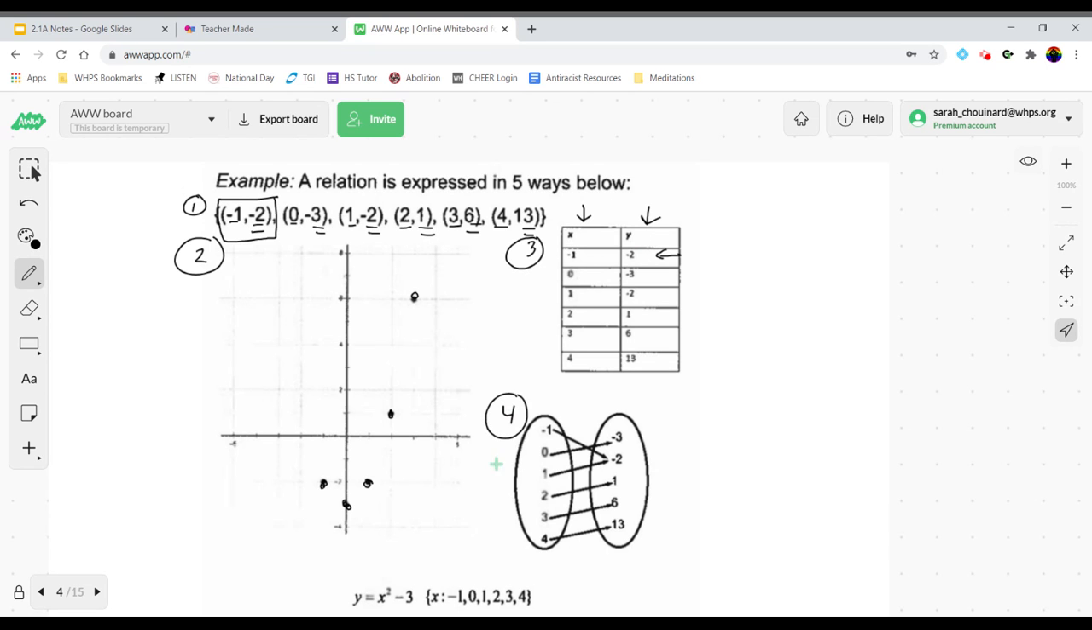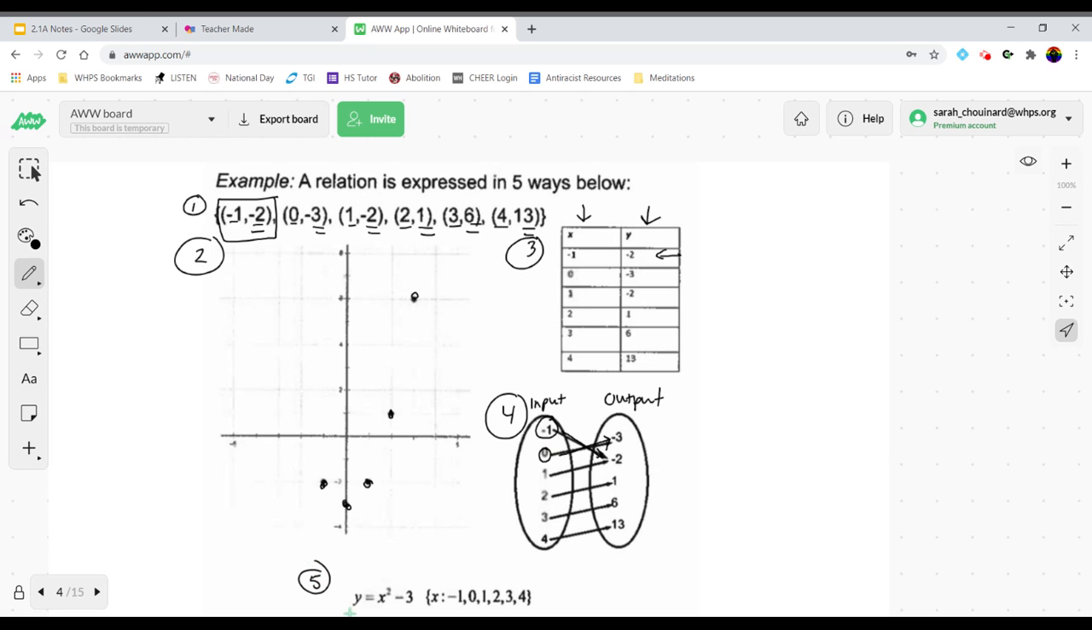The mapping diagram is probably the newest one to us, and all that does is it takes the X value and draws an arrow to its matching Y value. So you have your inputs on this side and your outputs on this side. Another example, 0 was matched up with -3. So the diagram just shows us what each input is matched with.